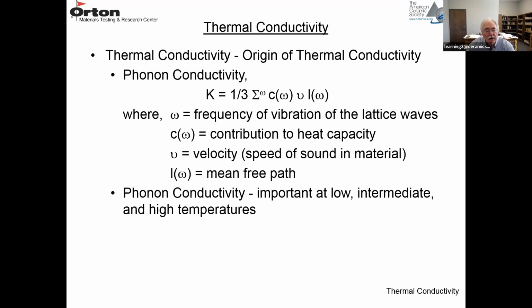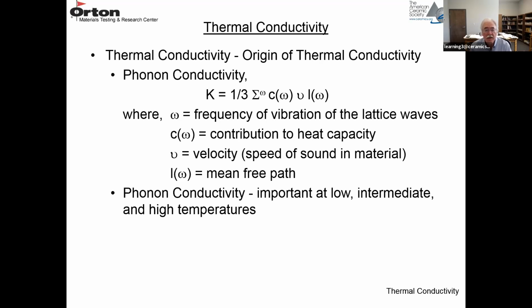So there's an equation that describes this. The conductivity K equals 1/3 the summation, and omega is the frequency of vibration of the lattice waves. The atoms in the lattice are coupled to form a wave when they vibrate, but they all don't vibrate at the same frequency. There's a whole range of frequencies. So omega covers that range of frequencies of the lattice vibrations.